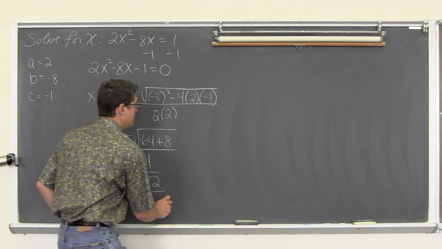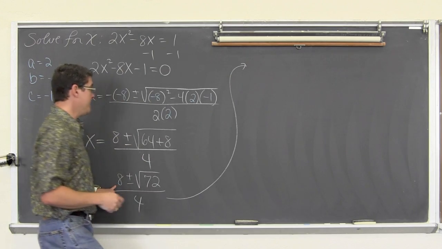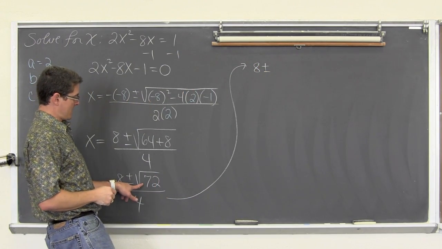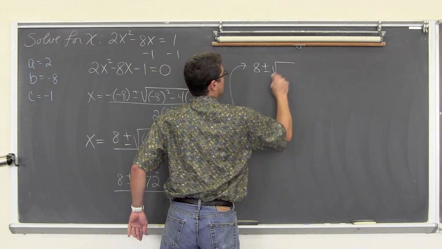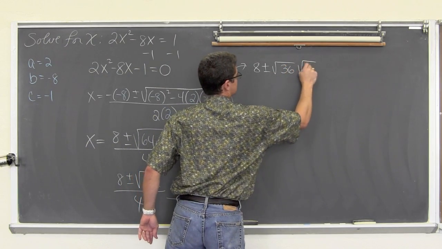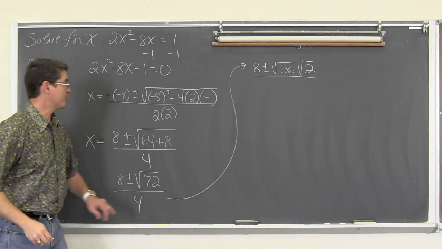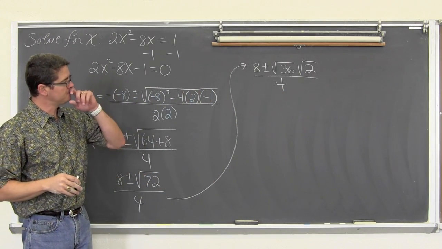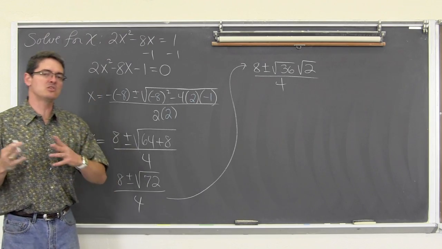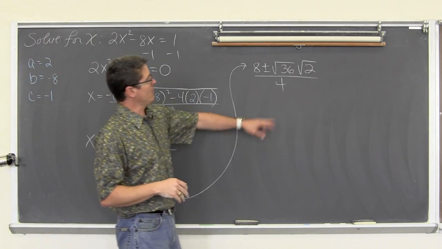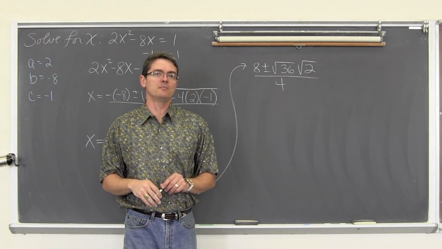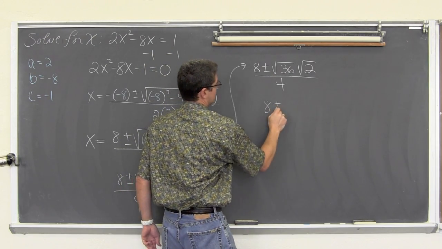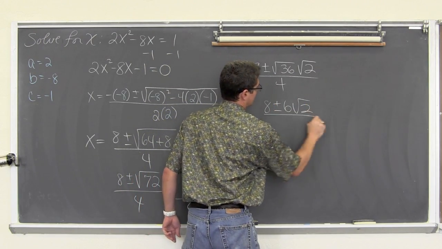So this is going to become 8 plus or minus, I'll split that up in a second, 72, which is going to be the square root of 36 times the square root of 2 over 4. And now I'm going to split it in 2 parts. Your teacher may not care if you do or not. The square root of 36 is equal to 6. So we have, I'm going to keep it together, never mind. 8 plus or minus 6 square root of 2 over 4.